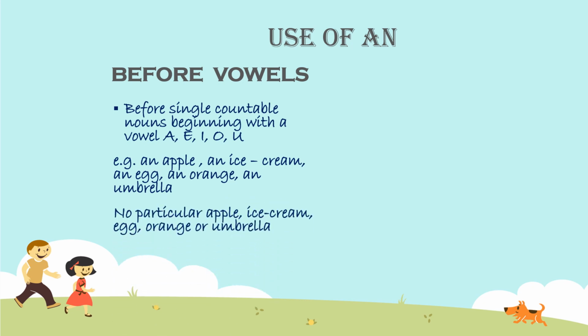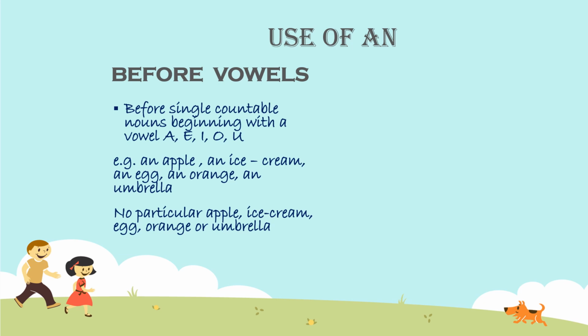But here don't forget, an apple, an ice cream, an egg, an orange, an umbrella is not particular. The speaker and the listener are not sure about which apple, which ice cream, which egg, which orange, or which umbrella we are talking about.